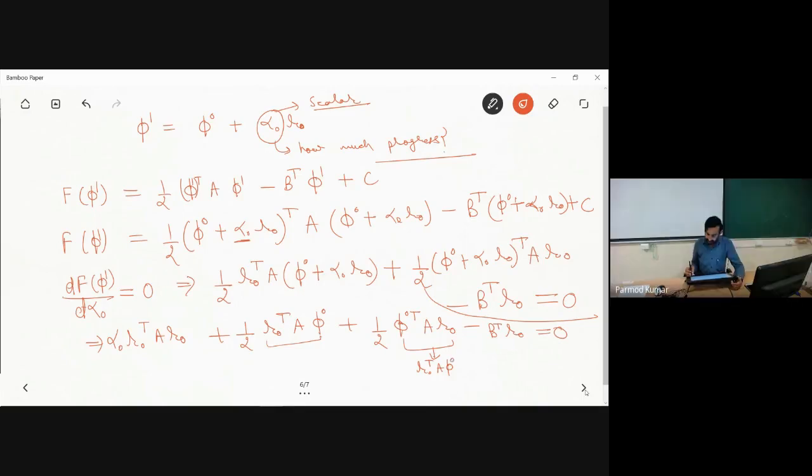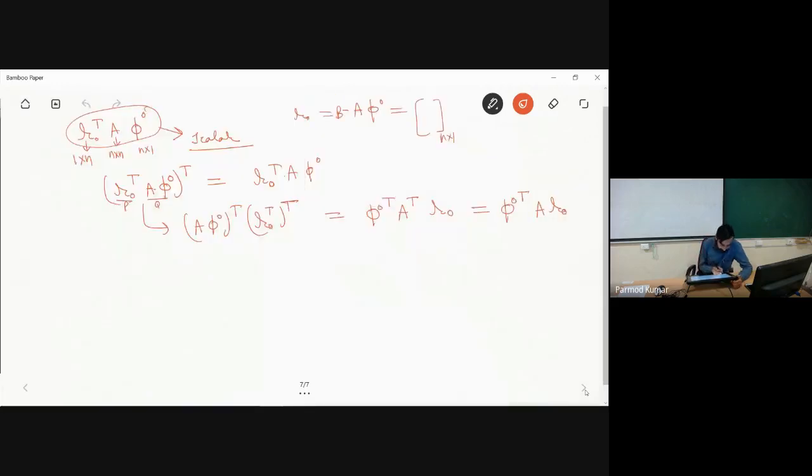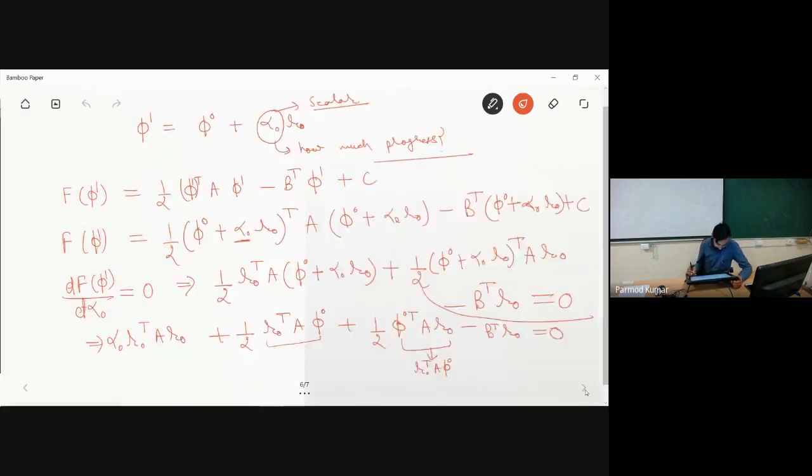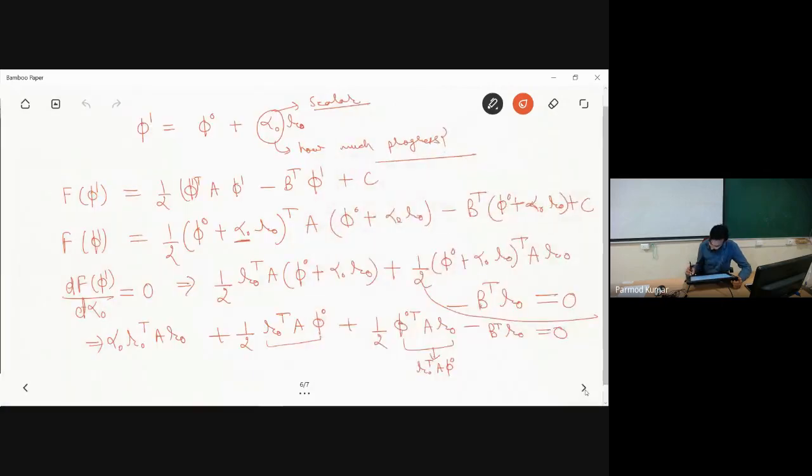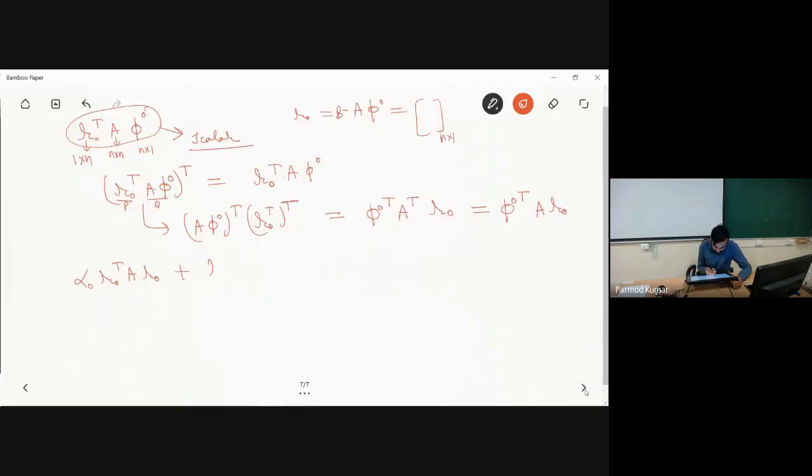Yes, sir. So what I have done, I have replaced this phi naught transpose A R naught with R naught transpose A phi naught. So now I can add these two terms. If I add these two terms, finally I will be getting alpha naught into R naught T A R naught plus R naught T A phi naught minus BT into phi naught. Okay, this will be equal to 0.